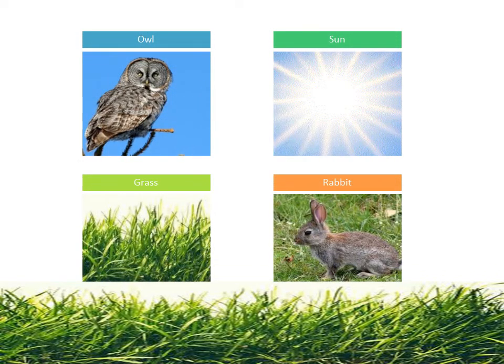In the ecosystem, we will have four different pictures: the sun, the owl, the rabbit, the grass. Is there any relation between them? Think about it. Do we have any relation between them? Which one depends on the other and why?